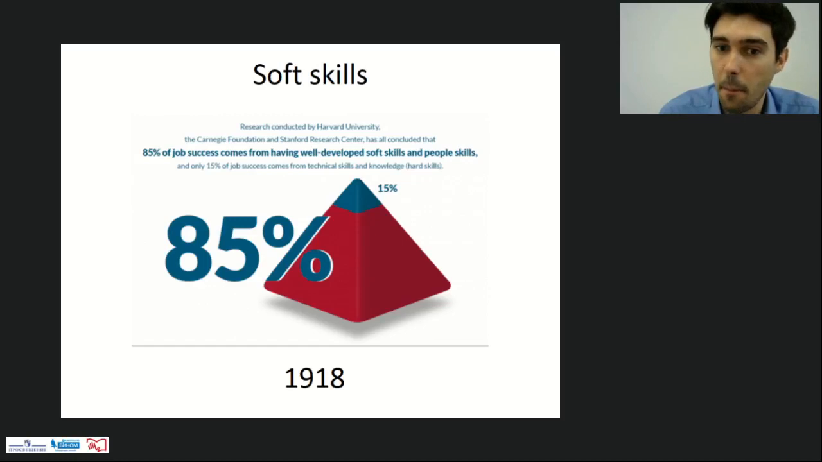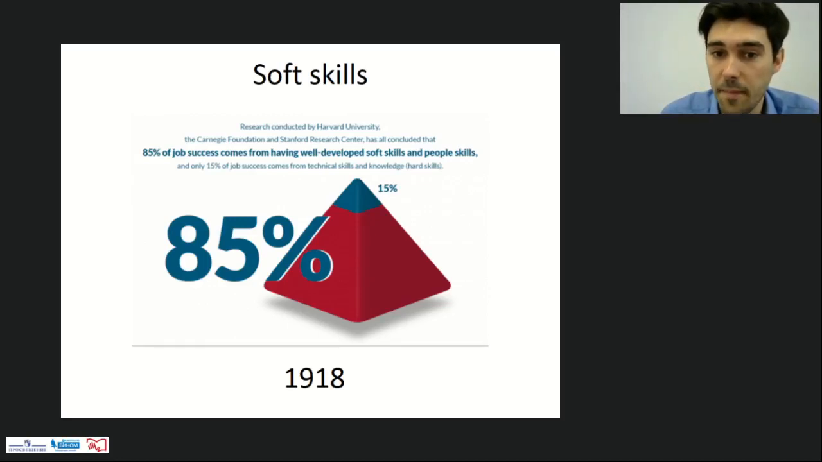These are the skills that are more highly regarded by employers than the skills they need to perform the job. And this study, as you can see at the bottom of the slide, actually took place in 1918. So for over 100 years, many employers have known about the importance of soft skills in the workplace. So it's really something that we should consider and aim to develop in our ESP classroom.